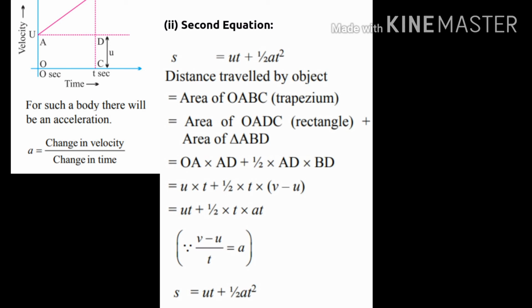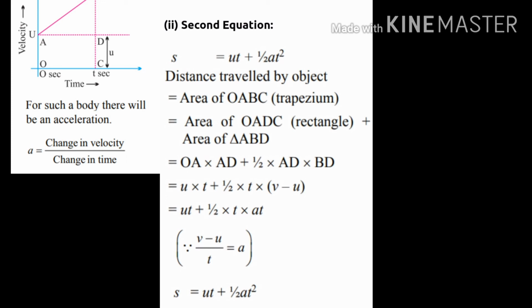Now if you try to look at the second equation, which says s equal to ut plus half at squared, from the diagram you can see the distance traveled by the object. You can see a trapezium which is named OABC. So the distance traveled by this object will be the area of that trapezium, which is equal to the combination of two things, that's a rectangle and a triangle. The rectangle is the area of OADC, that portion, and the triangle is ABD.